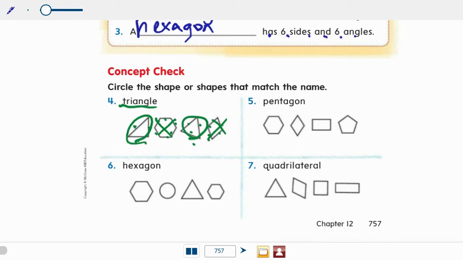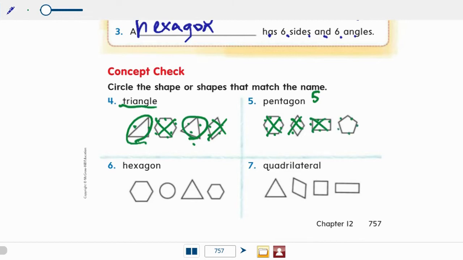Pentagon, and if you're unsure of what these are, remember, go back and double check what it is that our vocab cards say, because we did that at the very beginning. Pentagon has five sides and five angles. So let's check this out. One, two, three, four, five, six. No. One, two, three, four. No. One, two, three, four. Goodness, no.